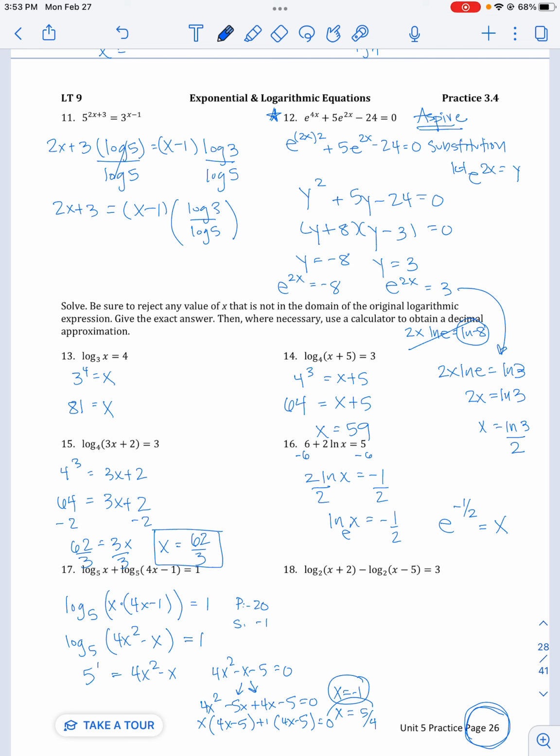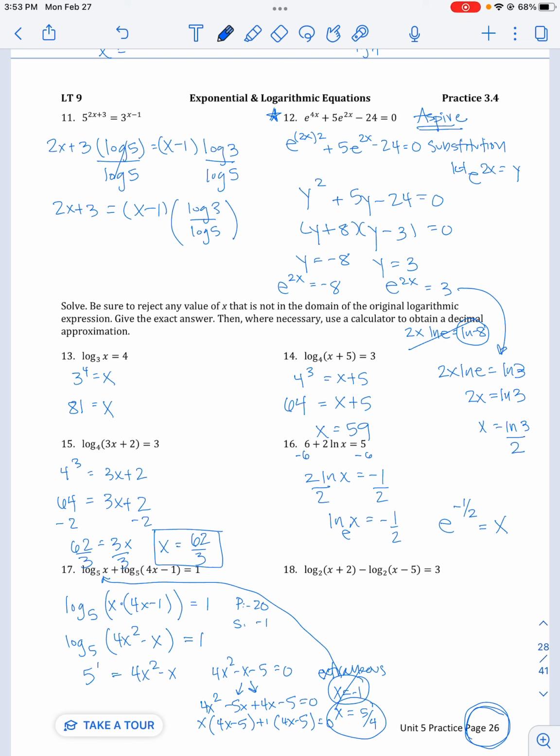Take a look at these answers. Though they're algebraically correct, they don't work in the context of the problem because I cannot have a negative result. When I raise 5 to something, I cannot get negative 1. So this is an extraneous solution. But x equals 5/4 does, in fact, work in the context of this problem.